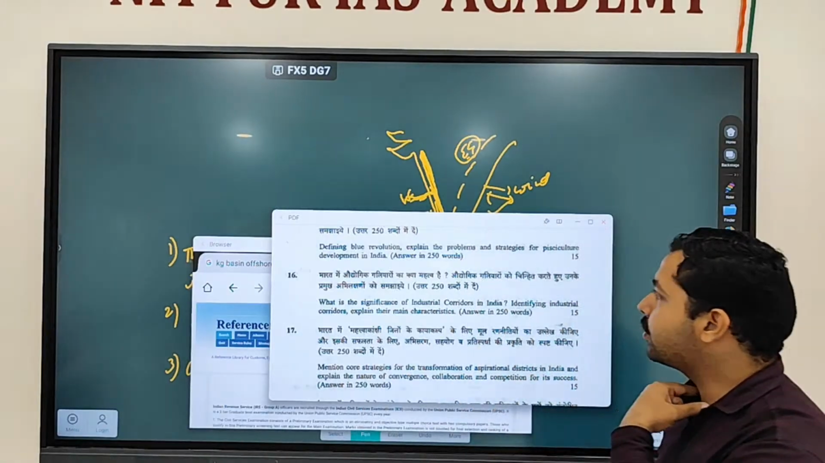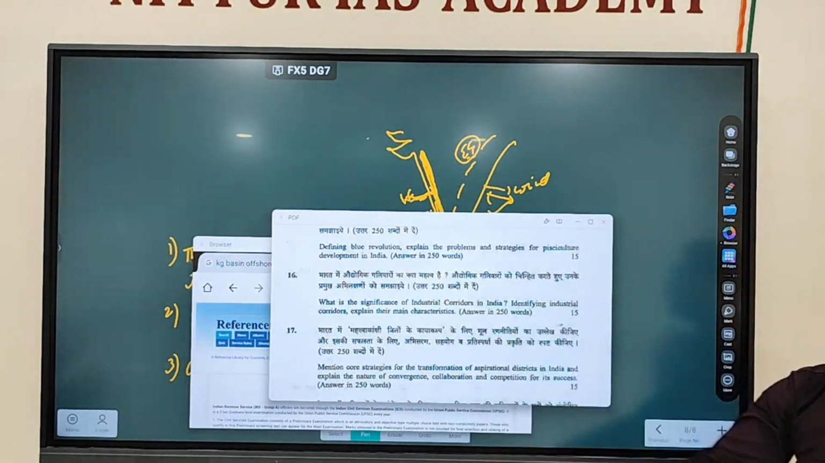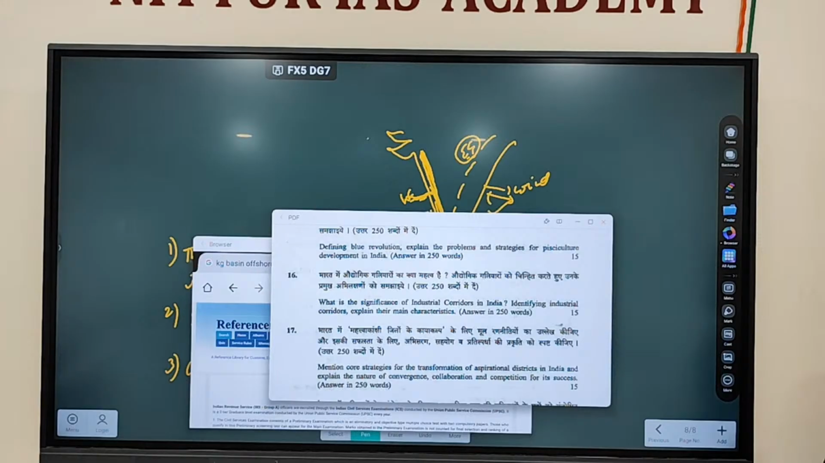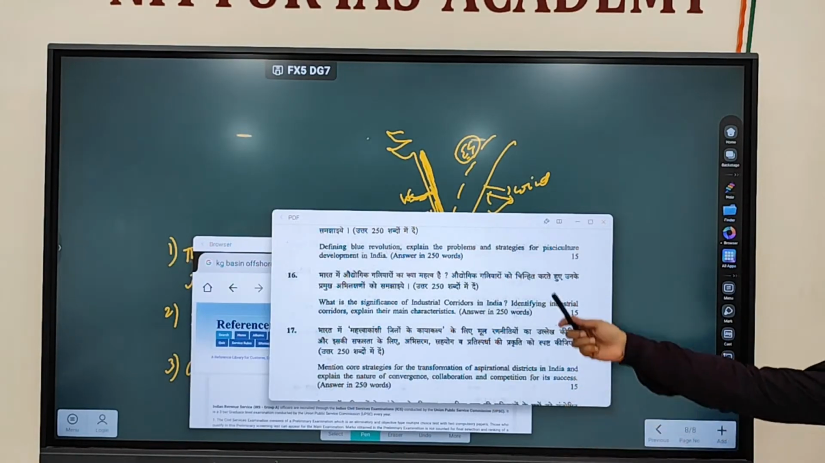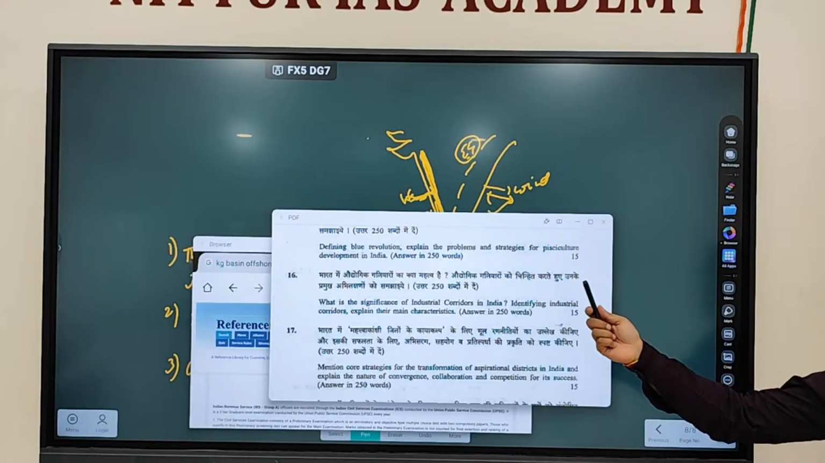Another question is saying, define blue revolution, explain the problems and strategies of pisciculture development in India. So again, it is related with which one? Fisheries. Okay, it is related with the blue revolution. What does the term blue revolution mean? It is all about oceans. When you derive materials and resources from the oceans and use them for your own development, that is called which type of revolution? Blue revolution. And pisciculture is all about what?